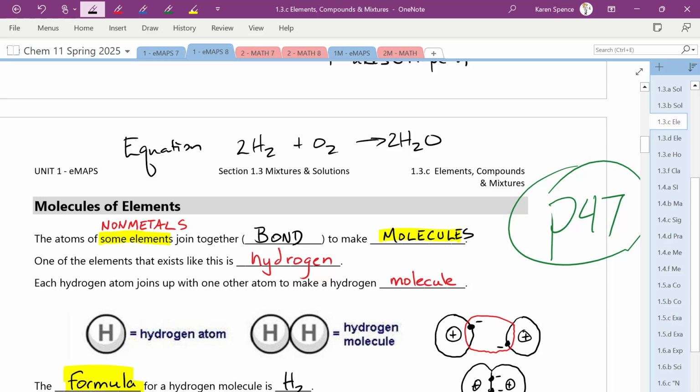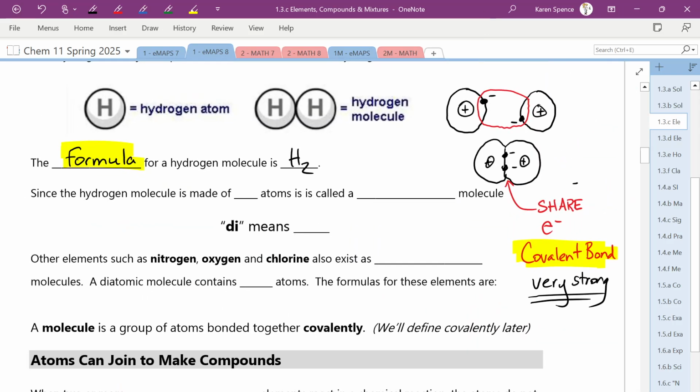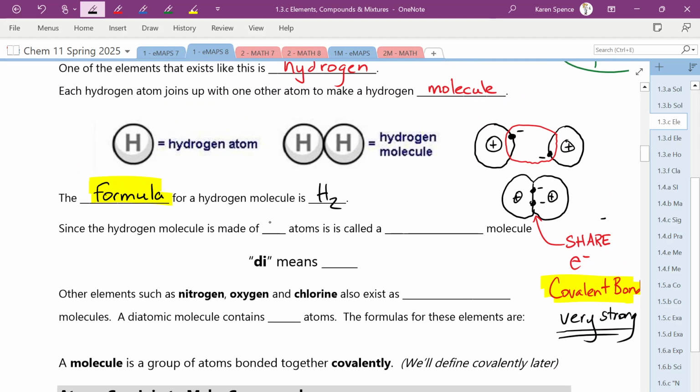That's an equation. The formula is just for a single chemical, like H2 is a formula. O2 is a formula. H2O is a formula. The equation is like the whole thing. All right. The hydrogen molecule is made of how many atoms? 2 atoms. And so we call it a diatomic molecule. The reason we call it diatomic is because di means 2.